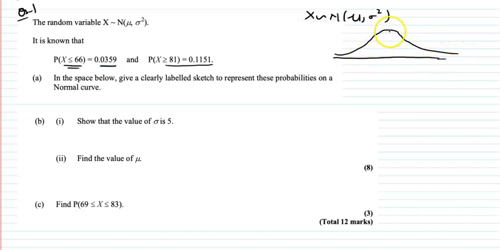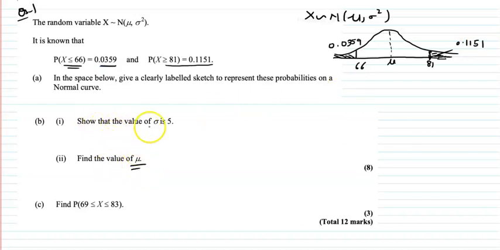Okay, so here in the middle will be the value called mu, and here suppose this is 66 and they are talking about this area, which is 0.0359, and suppose this value is 81 and they are talking about this area, and that is 0.1151.